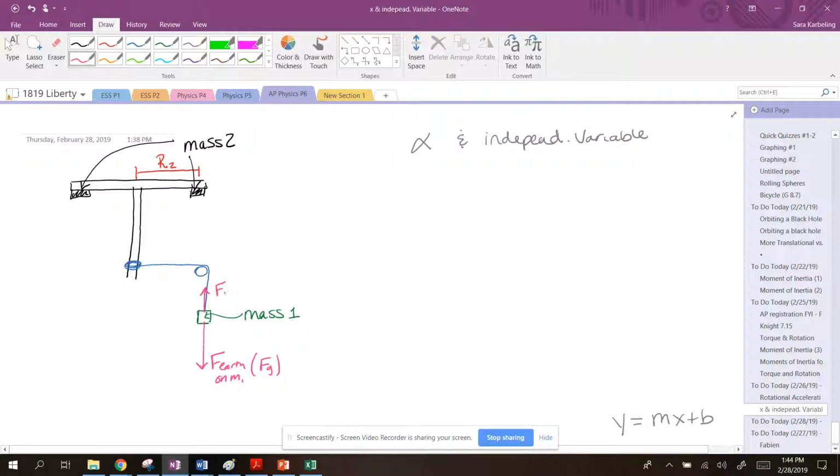So I didn't finish here. This is the rope on M1, FT. And so then we can write an F-net equation, right? I think that would look like F-net for mass 1 is equal to Ft plus Fg equals M1 times acceleration.